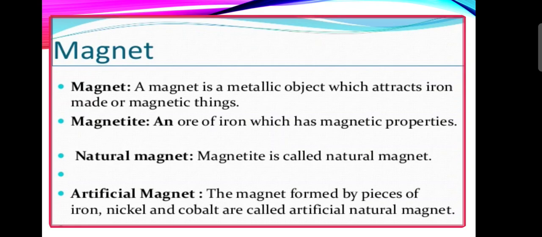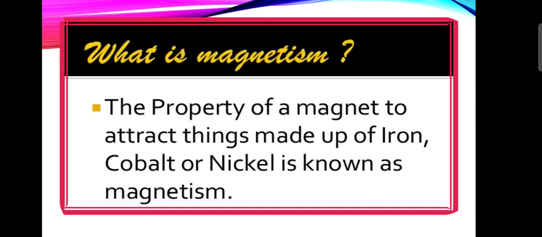Children, you know that magnets are divided into two types: natural magnets. The magnetite is called a natural magnet that we get from nature, and an artificial magnet means the magnet formed by pieces of iron, nickel and cobalt which is made by man. It is called an artificial magnet. So then what is magnetism?